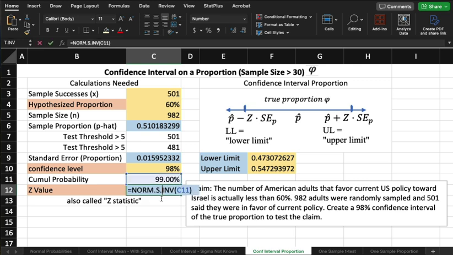So then we need our z value. When you're doing a confidence interval on a proportion, we use the z statistic. So in cell C12, type equals norm.s.inv, parenthesis, and then we need our cumulative probability that we just calculated in C11 inside the parentheses, and then close parenthesis. So again, that's equals norm.s.inv, parentheses, C11, close parenthesis.